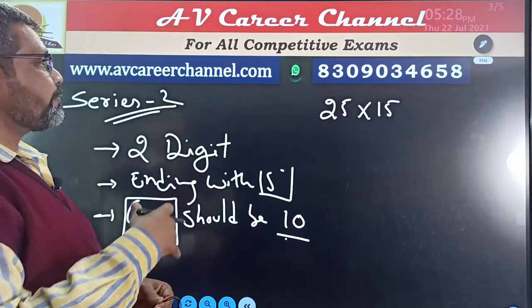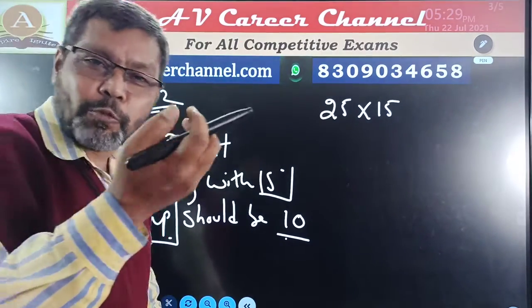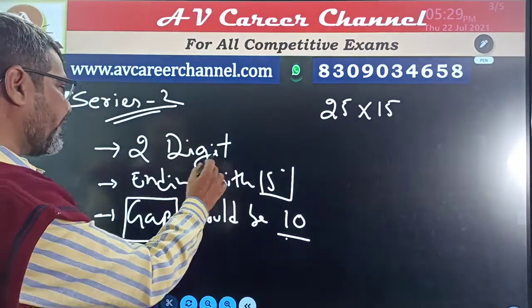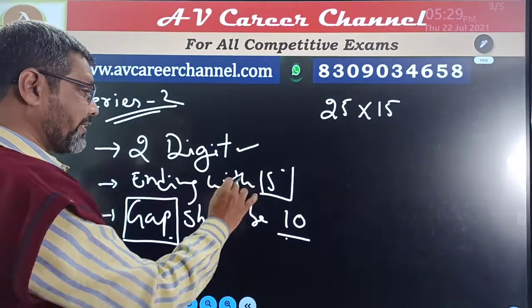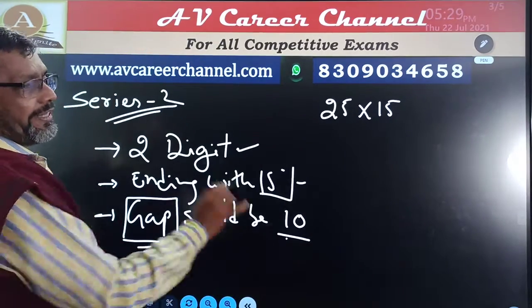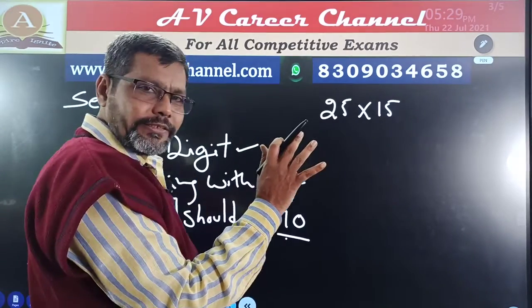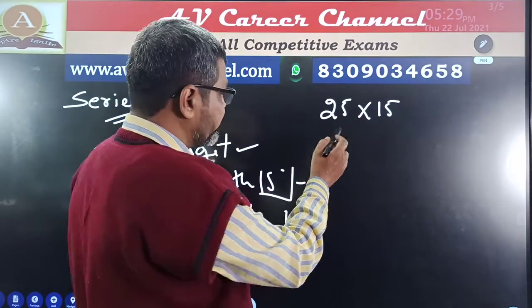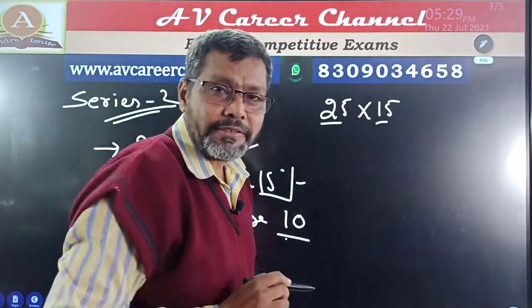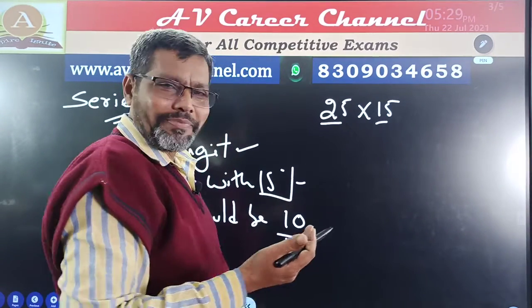And today, as part of series 2, let us learn another small tip. Here we are taking 2-digit numbers, again ending with 5, no doubt, but the gap between the two numbers should be 10. So it is 2-digit, but the gap is 10. For example, 25 and 15, or 15 and 25, whichever way you are writing.